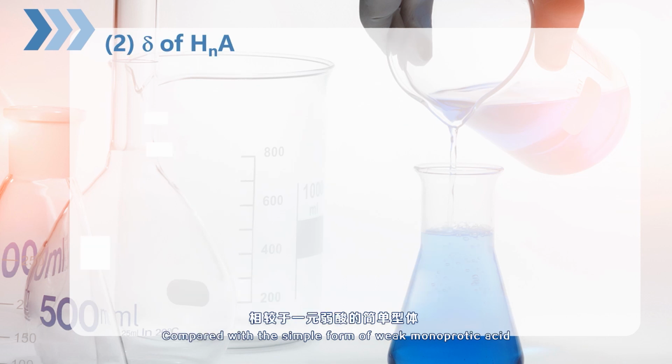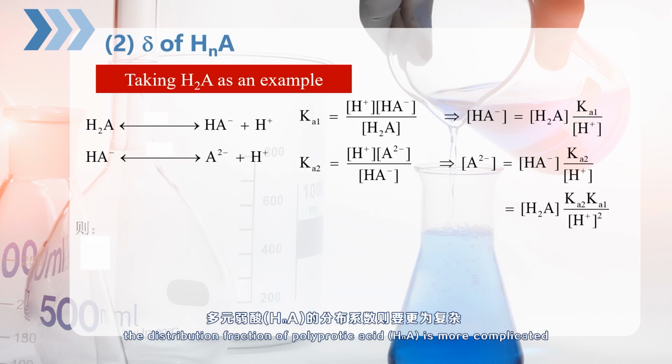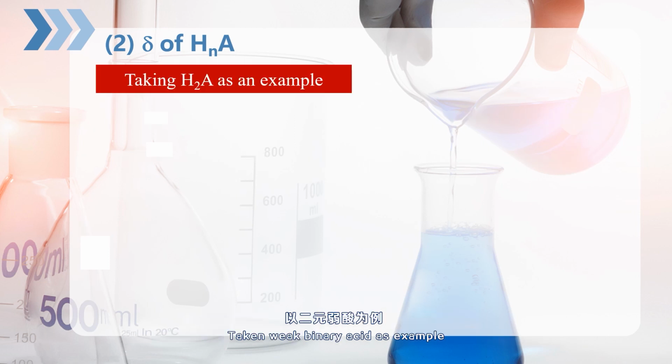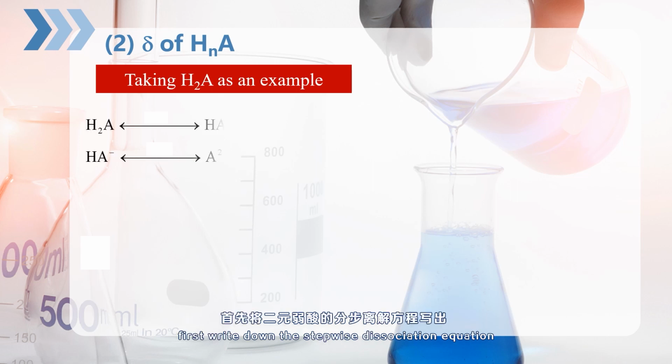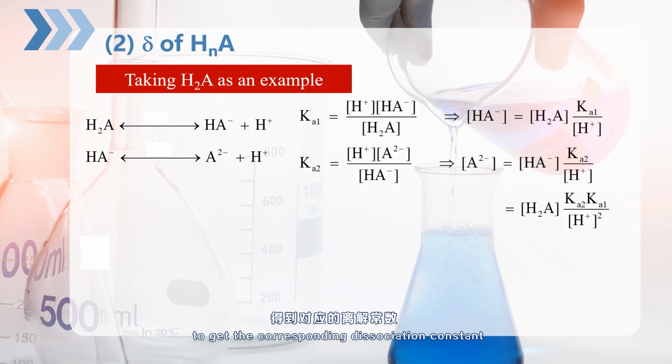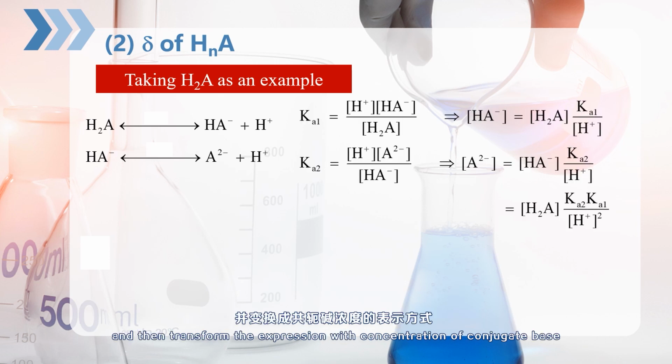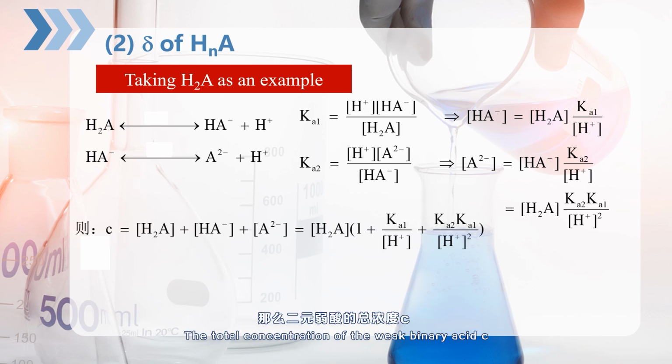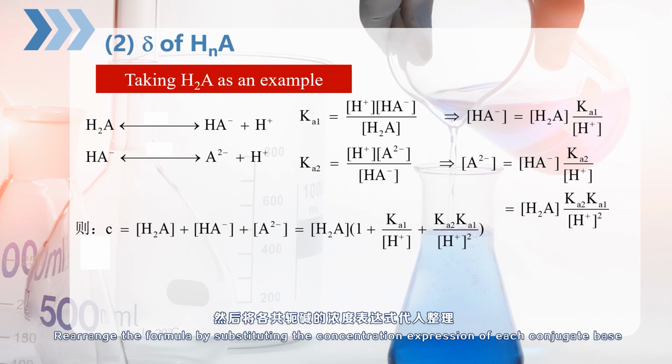Compared with the simple form of weak monoprotic acid, the distribution fraction of polyprotic acid is more complicated. Taking weak binary acid as an example, first write down the stepwise dissociation equation to get the corresponding dissociation constant, and then transform the expression with concentration of conjugate base. The total concentration of the weak binary acid C is expressed by the sum of concentrations of its three acid forms. Rearrange the formula by substituting the concentration expression of each conjugate base.